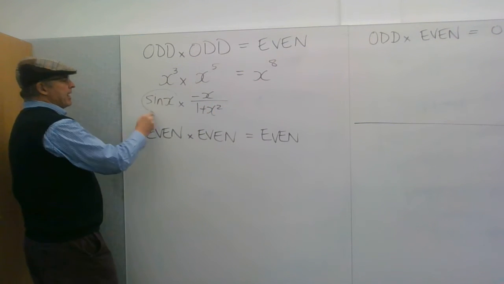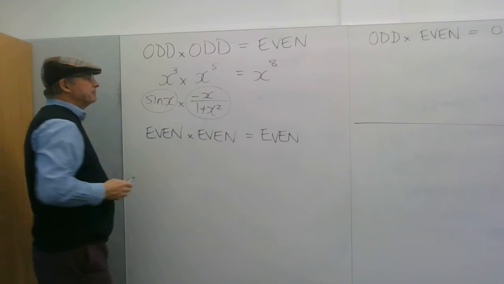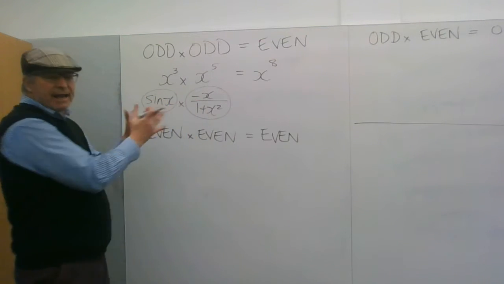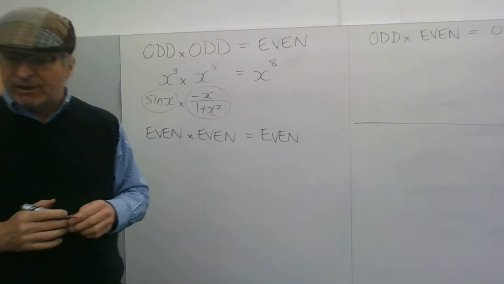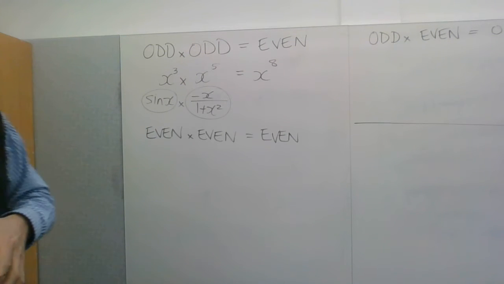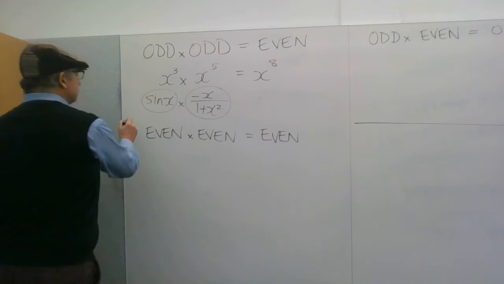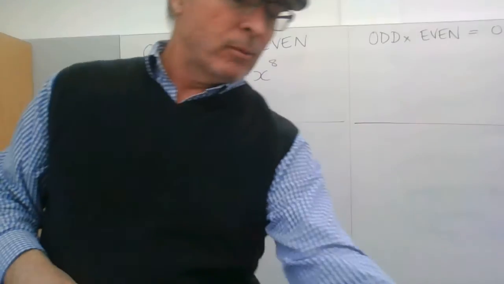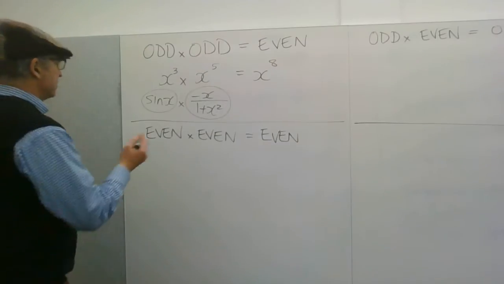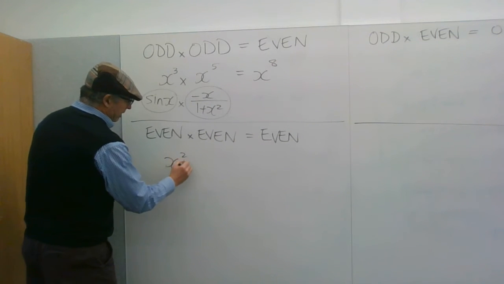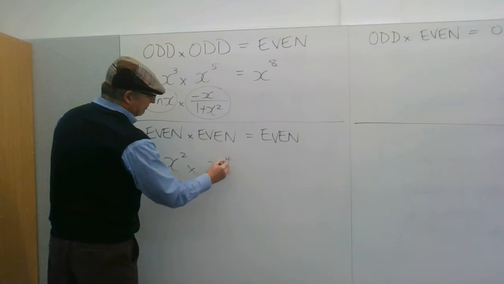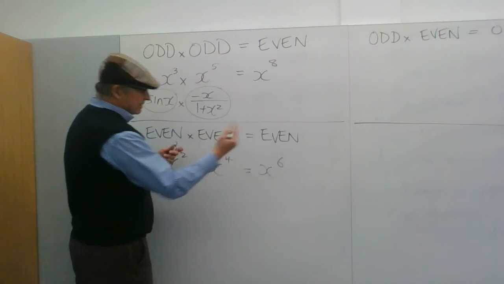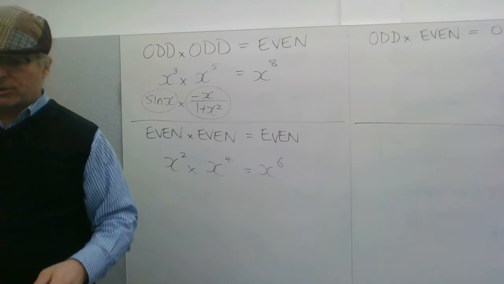So if you have sine x times that, it's an odd times an odd. So whatever that is, that's going to give you an even function. And even times an even will give you an even function. One way to remember that is to just pick an even like x squared and times it by another even like x to the 4, and that's x to the 6, which is an even function.